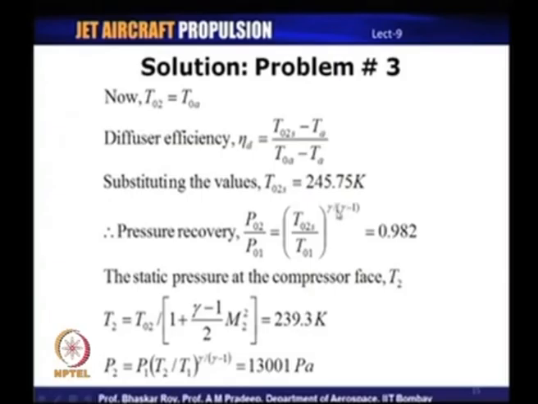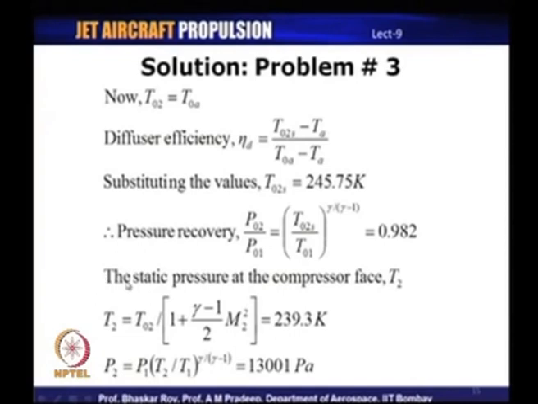and therefore, pressure recovery is equal to P02 by P01, and that is equal to T02s divided by T01 raised to gamma by gamma minus 1. Pressure recovery of the diffuser is 0.982. This means that from the inlet at station 1 to the outlet, which is station 2, that is the compressor phase, there is a certain loss in total pressure, that is ratio of these total pressures is 0.982. So, there is about 2% loss in total pressure as the flow moves from station 1 to 2.